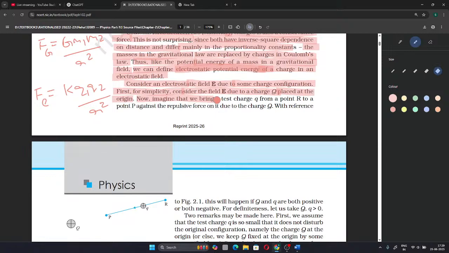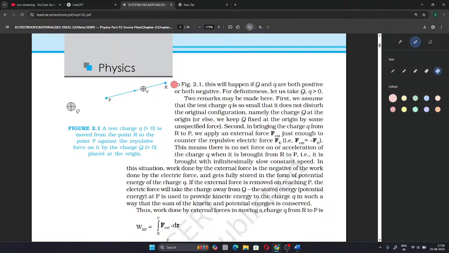Now imagine that we bring a test charge q from point R to point P against the repulsive force due to the charge Q. With reference to figure 2.1, this test charge q, which has a charge greater than 0, meaning it's a positive charge, is moved from point R, which is far from charge Q, to point P, which is near to charge Q, against the repulsive force on it by the charge Q, which is also a positive charge, placed at the origin.